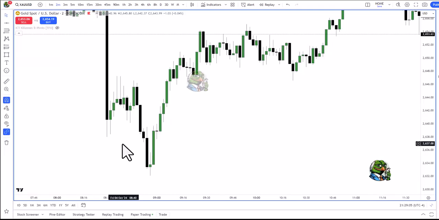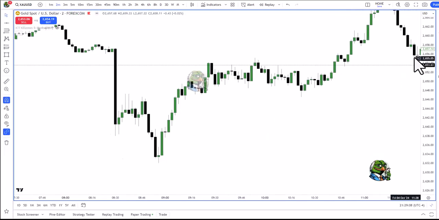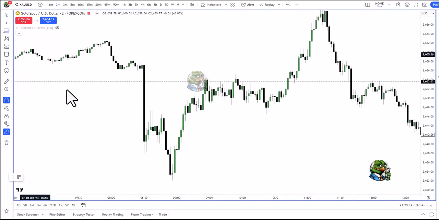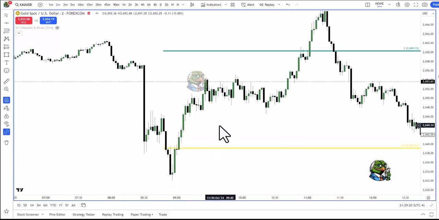The low end of that fair value gap. Okay. Now I want to show you something that I've shown you many times. We can take this low, what I call the manipulation leg, and use that as a range projection up. You can see we get up into this area, and then aligned with this buy side liquidity.